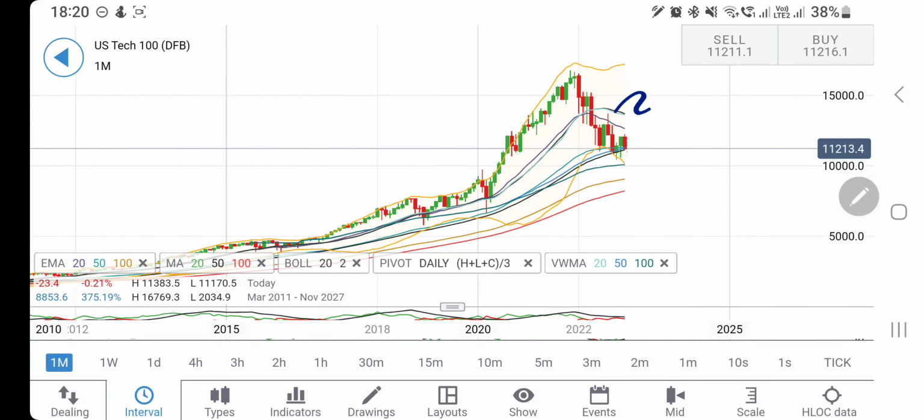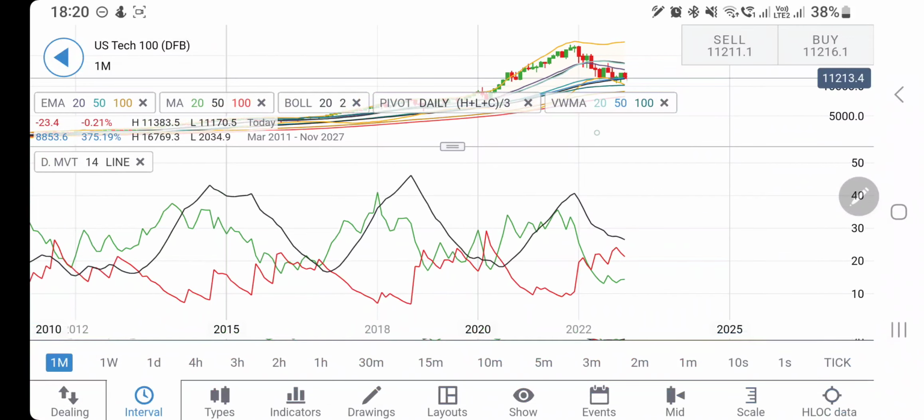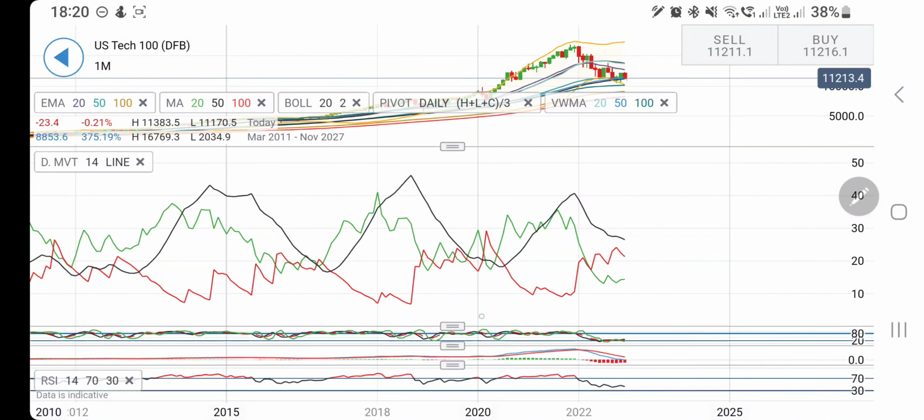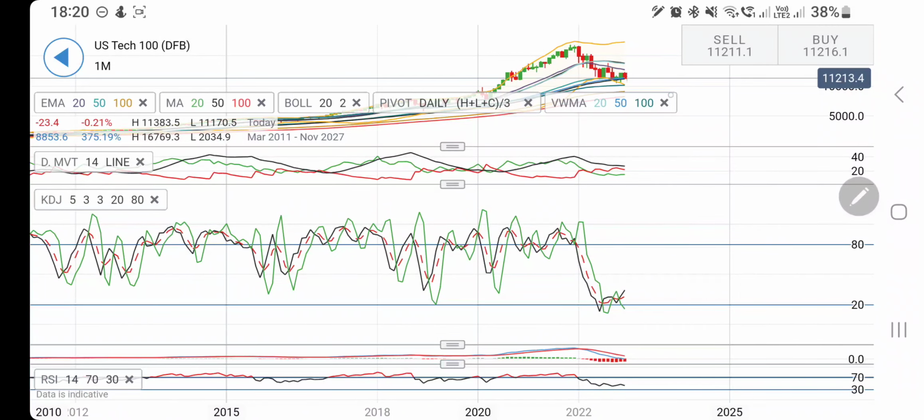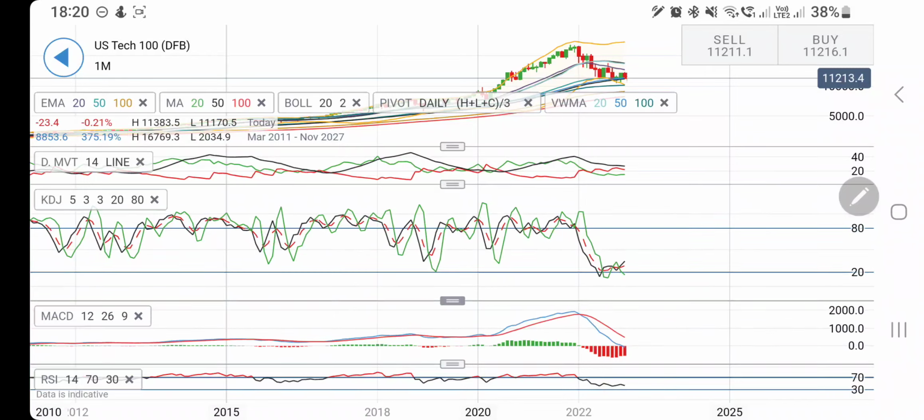Now look at the monthly charts. On the monthly charts again, you can see it is trading below the 150 and 50 months moving average. Certainly 11,000 would definitely be a very good support here. The directional movement on the monthly charts is still bearish. It is trading with little divergence. The stochastic on the monthly charts is looking upwards here after the last two green candles.